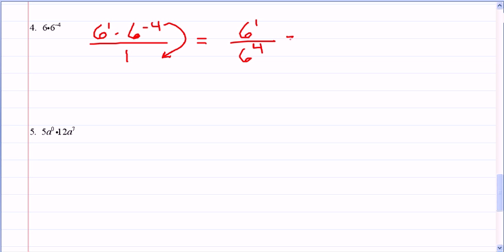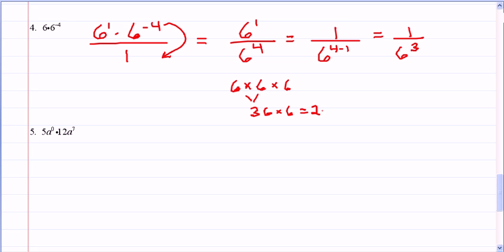And now I would use one of the other properties. Property 2, we're dividing, so we subtract the exponents, starting with the denominator because the larger exponent is in the denominator. And we get 1 over 6 to the 3rd. And this one is small enough to where we could figure it out. 6 times 6 times 6 is 36 times 6, which is 216. So the final answer is 1 over 216.